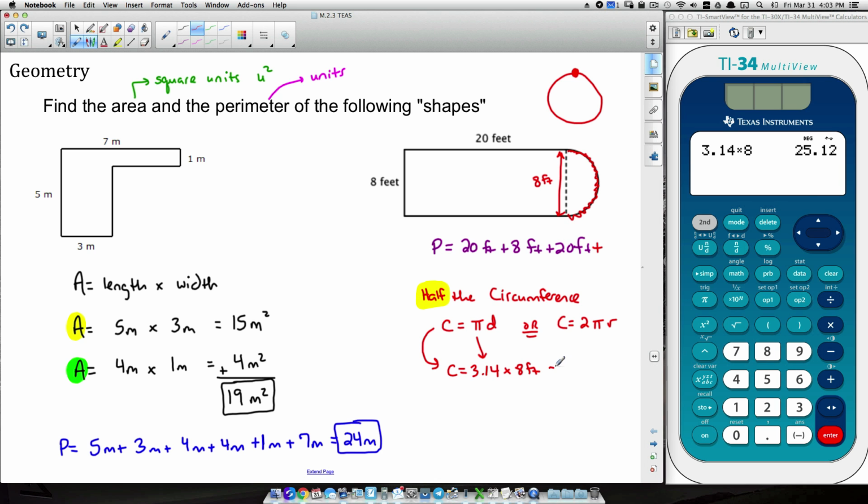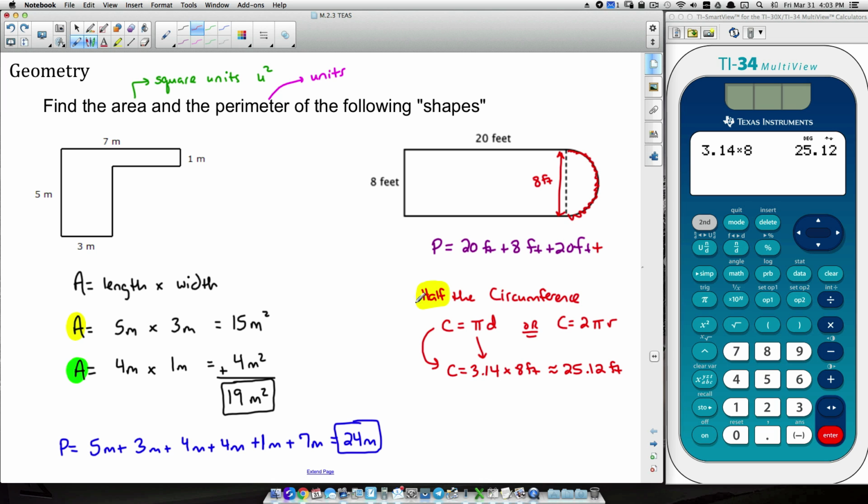So this is approximately 25.12 feet. Now, what we want to be careful of here is this: notice I said half the circumference. This would be the distance around the whole circle had we had a whole circle up here, which we don't. So what we want to do is take half of it. We just divide it by 2.